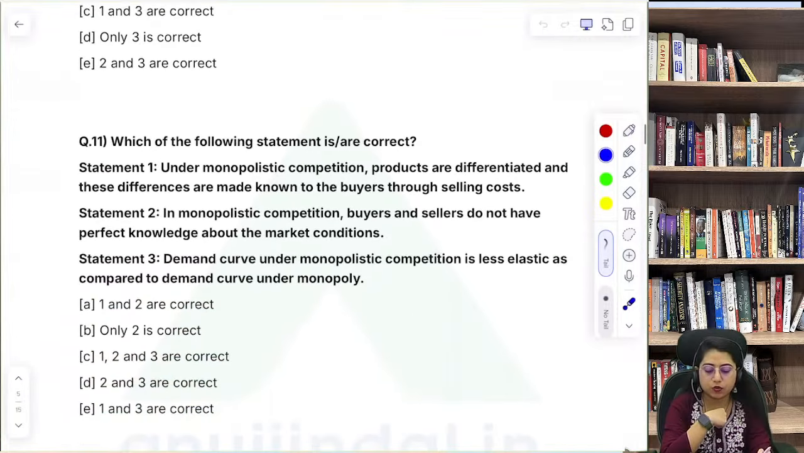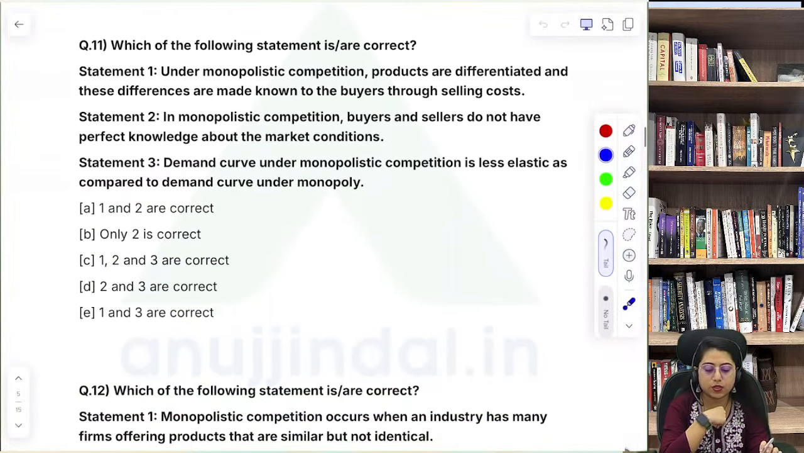Okay, so moving on to question number 11. Which of the following statements are correct? Under monopolistic competition, products are differentiated and these differences are made known to the buyers through selling cost. Right, Anjali. In monopolistic competition, buyers and sellers do not have perfect knowledge about the market conditions. Demand curve under monopolistic competition is less elastic as compared to the demand curve under monopoly.